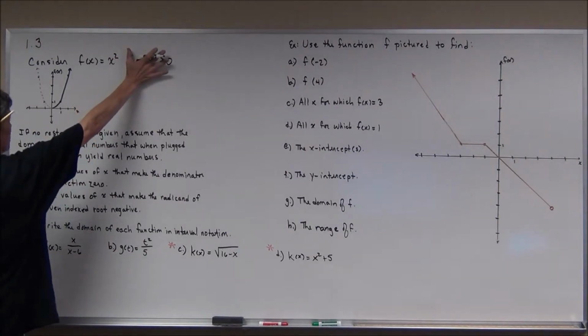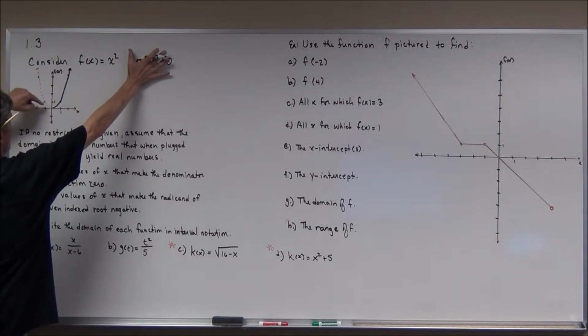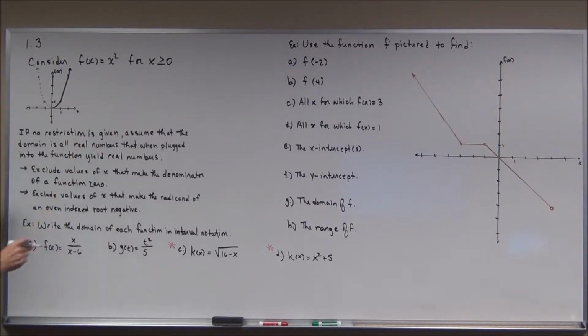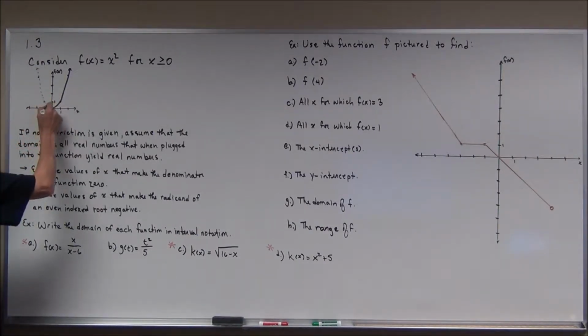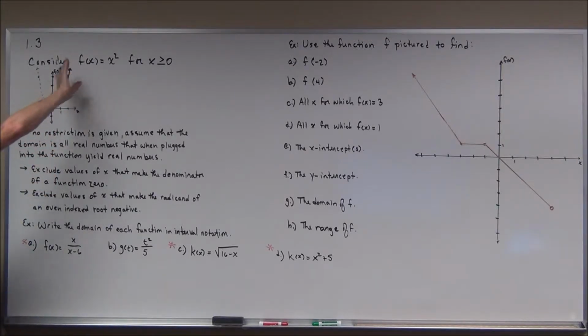Now, if I don't have this restriction, the graph is this U shape that goes up in both directions forever and ever, called a parabola. But with the restriction here that x can only be greater than or equal to 0, we look at only the right-hand side, including (0, 0), and that's shaded in black.